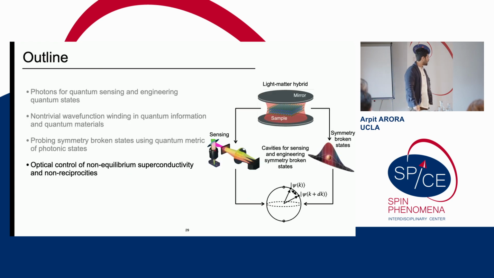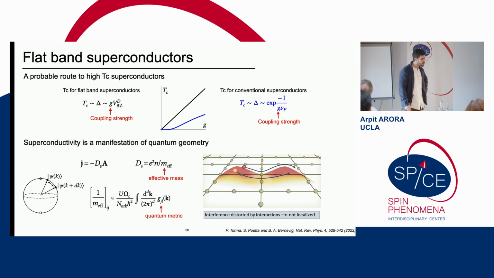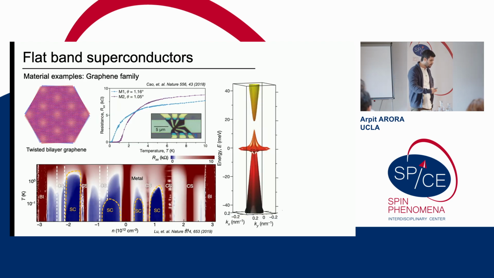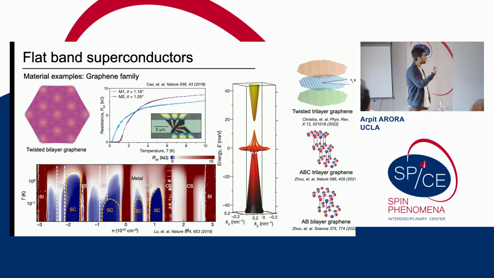Now I move on to the last part of my talk, which is about non-equilibrium superconductivity in flat bands. We know why flat bands are interesting. They're considered a probable route to high Tc superconductors, because the Tc in flat band superconductors is linearly proportional to the coupling strength. Most importantly, the superfluid weight in these materials is given by the quantum metric. The materials are very familiar to all of us. Twisted bilayer graphene is the most popular one, where we have superconductivity, these domes in their correlated phases, and of course the entire graphene family.